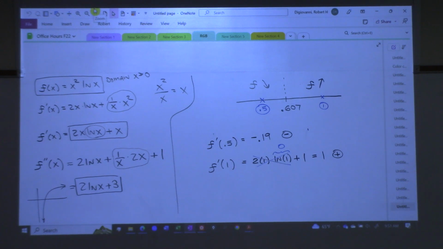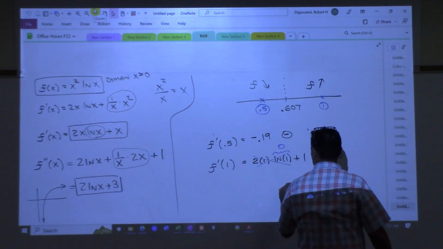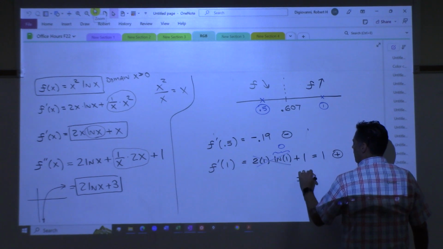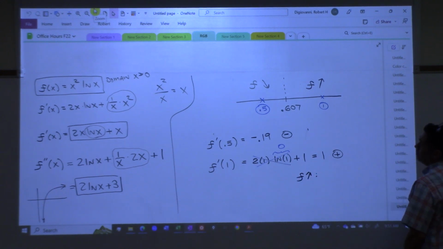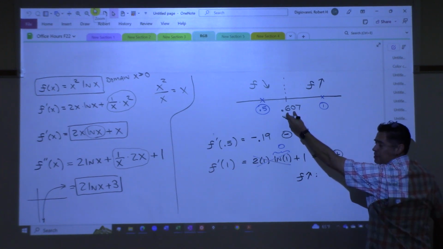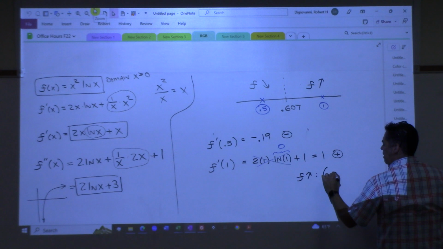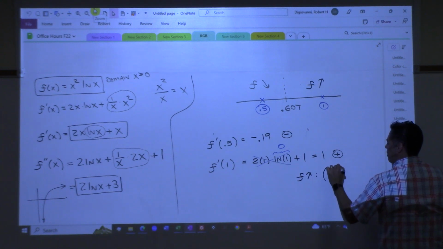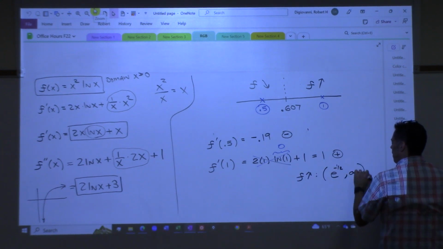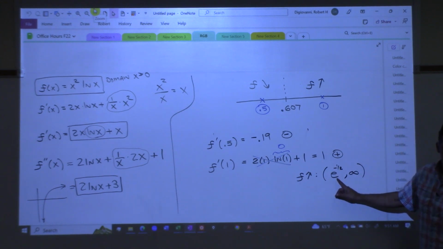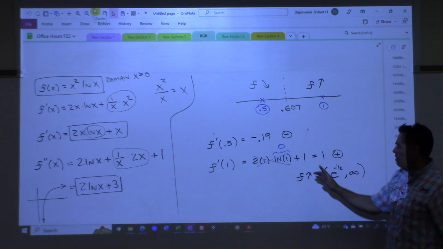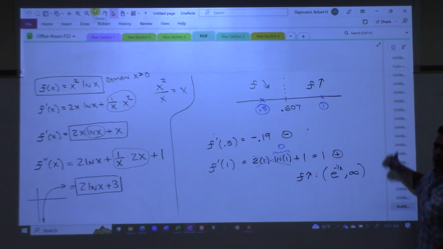All right, questions? Part B. Or no, we haven't answered part A. Part A, here's our answer. Where's this function going up? To the right of that, right? So I'm going to write it this way. e to the negative 1/2 to infinity. I could put 0.607 here, but I'm going to put the exact number, e to the negative 1/2. Isn't that where we got that from? So from there to the right forever, it's going up.